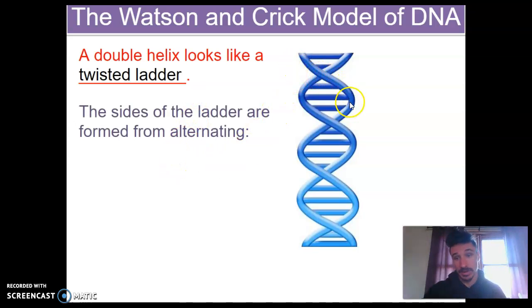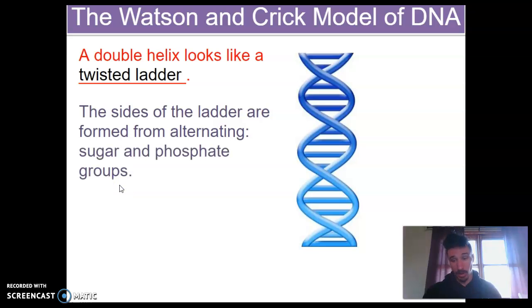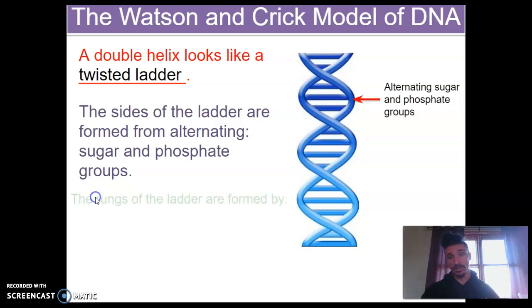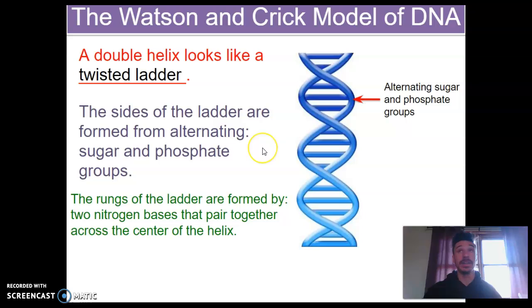Now the sides of the ladder, the arms on the outside, not the parts going across the middle, we know that they're formed by alternating sugar-phosphate bonds. The sugar group of one nucleotide bonded to the phosphate group of another. So these are alternating sugar-phosphate bonds. And the rungs of the ladder, the parts across the middle of the DNA molecule, are formed by the nitrogen bases of nucleotides. Remember, there were 4 different ones in DNA: adenine, thymine, guanine, cytosine. Those are what create the rungs across the middle of this twisted ladder.